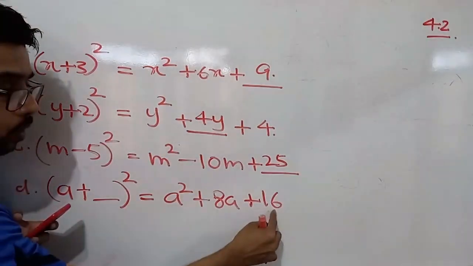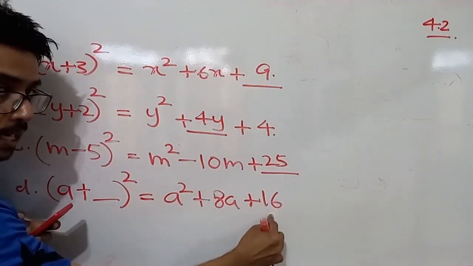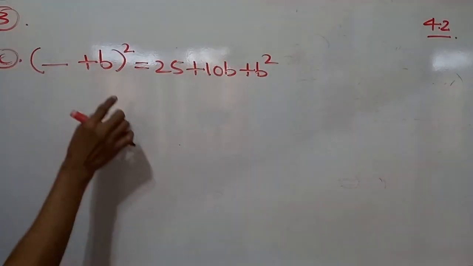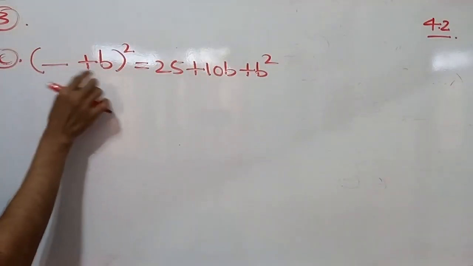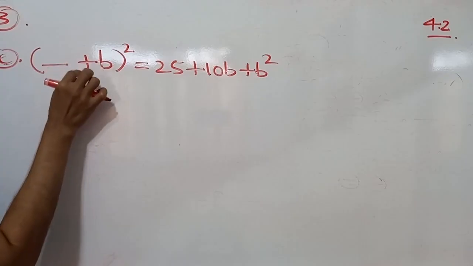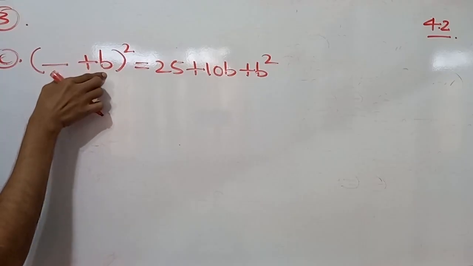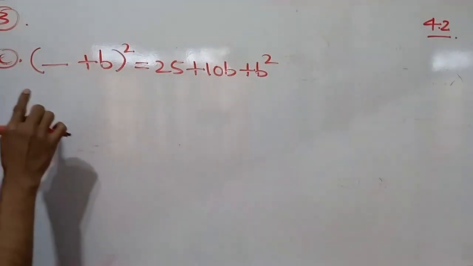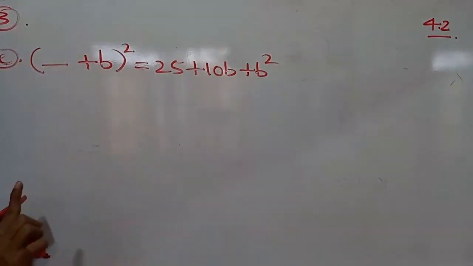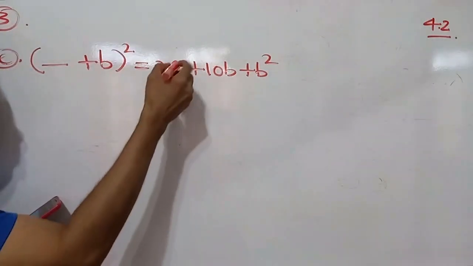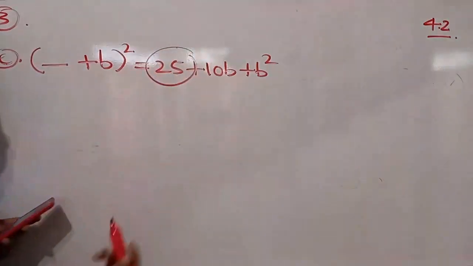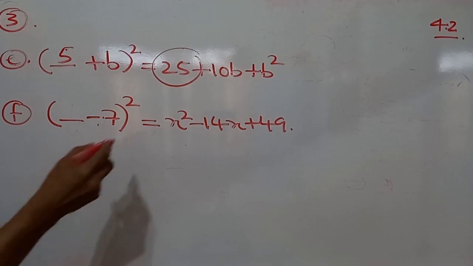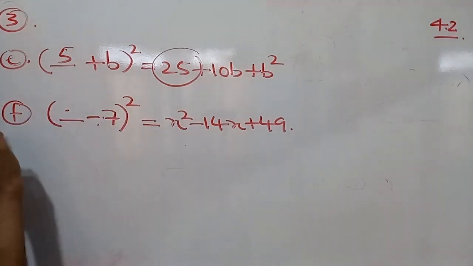So here we can see the last term is 16. So this should be what? 4. Right? So we can see that there's a positive between these two terms, so we can guess that all the terms are positive when we expand this. Here this is 25, so this should be what? Plus 5. So this is the term that they are asking.